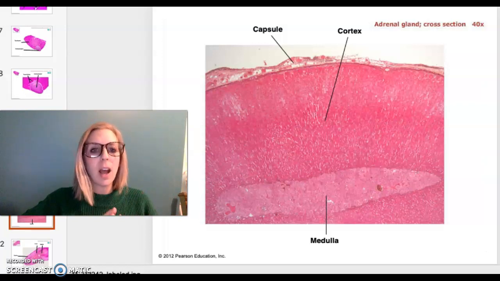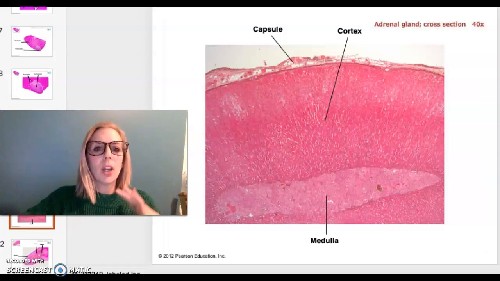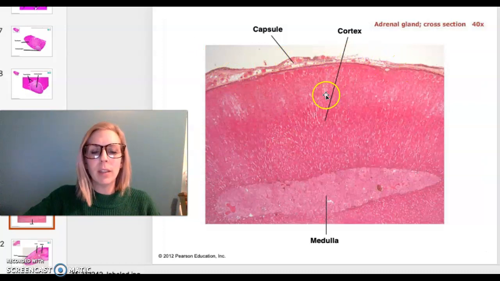It sits on top of each kidney, so 2 adrenal glands, 1 per kidney. And it is also called the suprarenal gland sometimes, right? Renal is kidney, so the top of the kidney makes sense, right? The adrenal gland has a cortex and it has a medulla, so you can see the difference here. This capsule surrounding the cortex on the outside and the medulla on the inside.